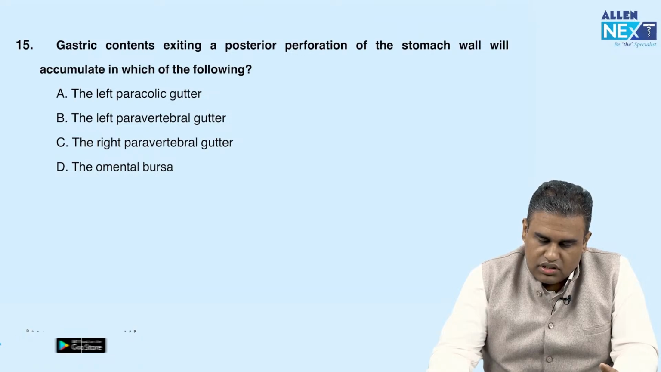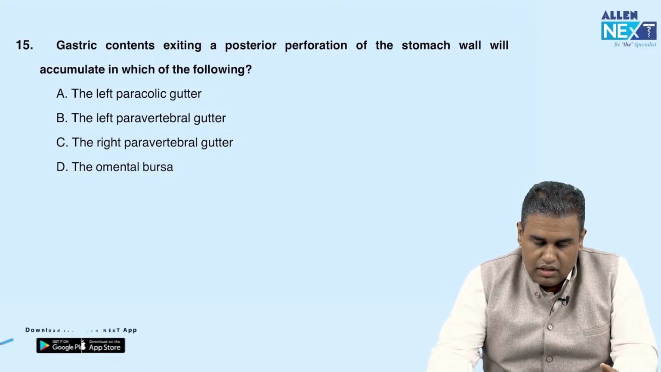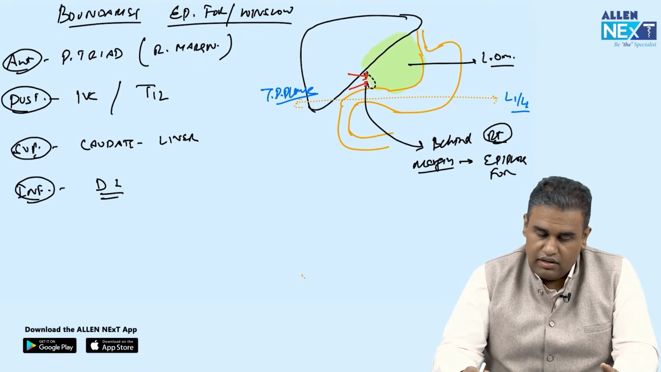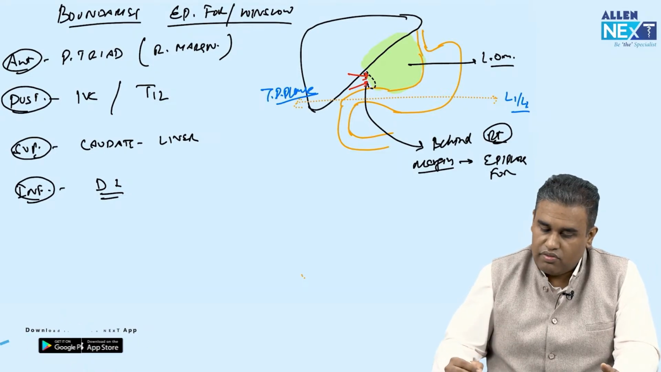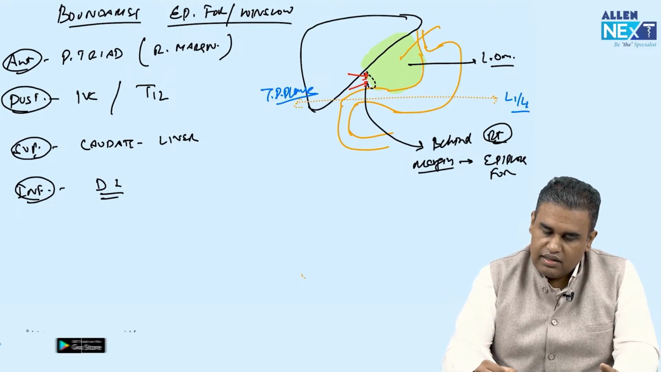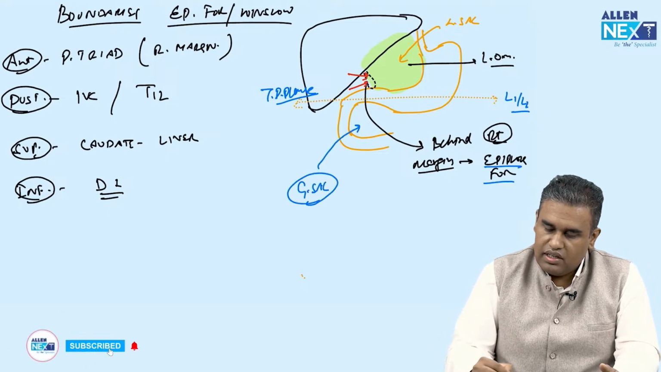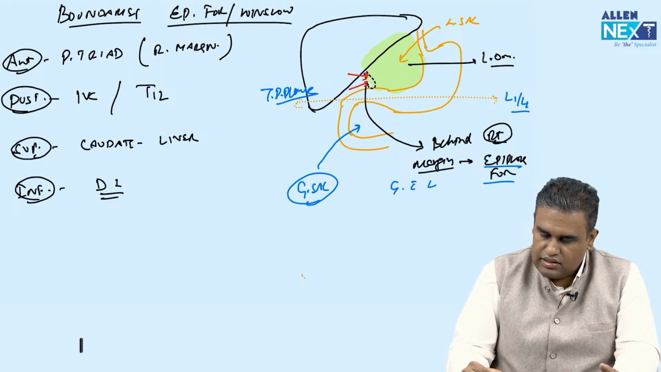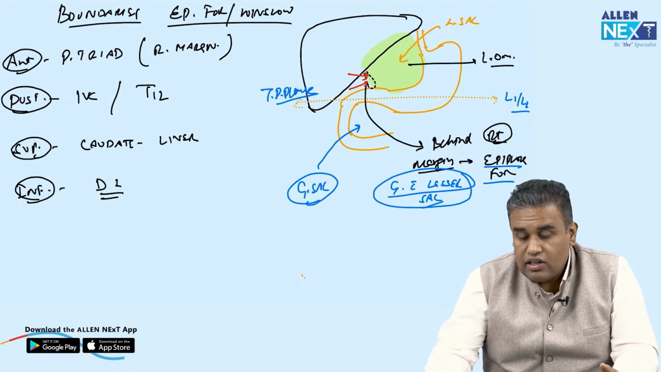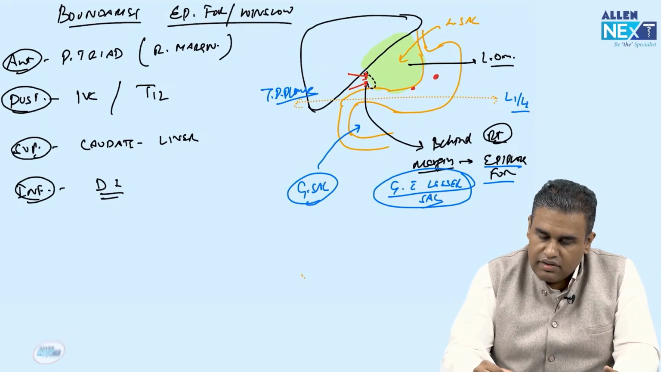Gastric contents exiting a posterior perforation of the stomach wall. There is a gastric ulcer perforated posteriorly. So gastric contents will accumulate in which of the following? In the previous question, we have seen this lesser omentum and epiploic foramen. What is this space lying behind? That is known as the lesser sac. And the space lying in front, over everything over here, is the greater sac. So basically we say the epiploic foramen is joining the greater with the lesser sac. The lesser sac is behind. Now if there is a posterior perforated ulcer on the lesser curvature, where will it perforate?